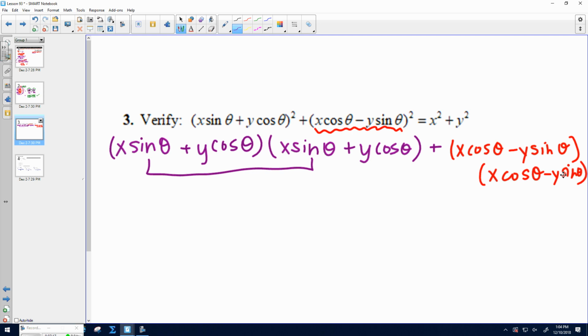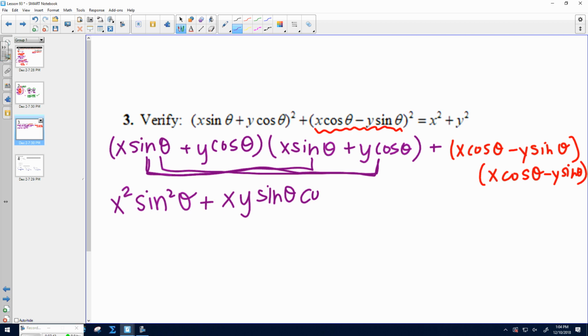Okay? So, Colin, what do I get when I multiply x sine theta times x sine theta? Yep. x squared sine squared theta. So the x and the x multiply and the sine and sine multiply. Now we're going to multiply our outsides together right here. And we get plus xy sine theta cosine theta. And don't worry, a lot of stuff will cancel out here. Then I'm going to multiply this inside piece together, which is plus xy sine theta cosine theta. You could put those in either order, but I'd probably put the variables in the front.